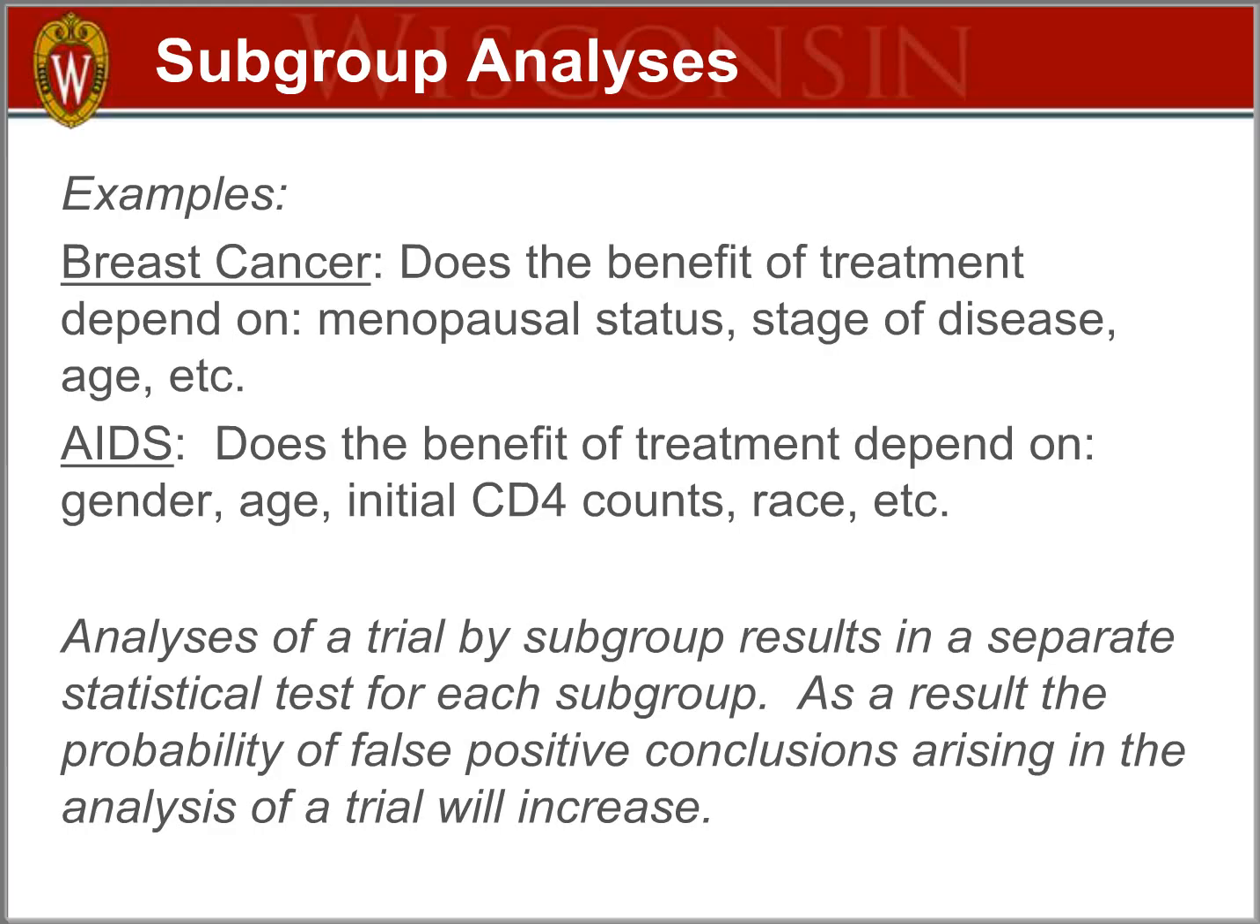In an AIDS trial, we might ask, does the benefit of treatment depend on gender, age, initial CD4 counts, race, and so forth? So the analysis of a trial in the subgroups results in separate statistical tests for each of those subgroups. As a result, the probability of false positive claims and conclusions arising from the analysis will increase. So the dilemma is, on the one hand, we want to ask a lot of subgroup questions.